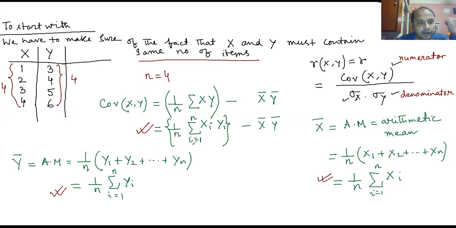Actually, I need to calculate the sum of these items, which is 3 plus 4 plus 5 plus 6 from the y column. That means if I want to write it according to the style given in the formula, that is your y1, that is your y2, that is your y3, and that is your y4.